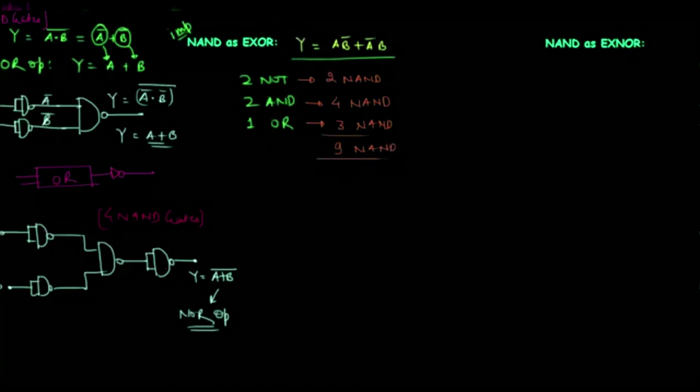So let's do it quickly. First we will implement the 2 NOT gates. So we will make 2 NAND gates, and we will provide similar inputs to these 2 NAND gates so that they work as NOT gate. This is A, this is B, and now we will implement the 2 AND gates.